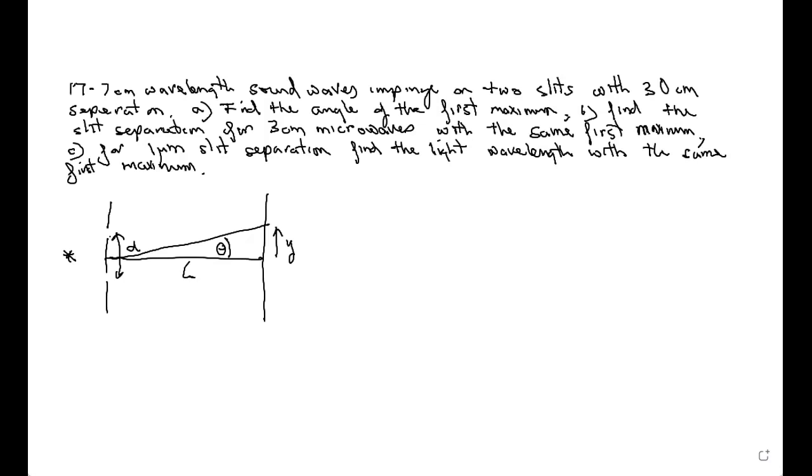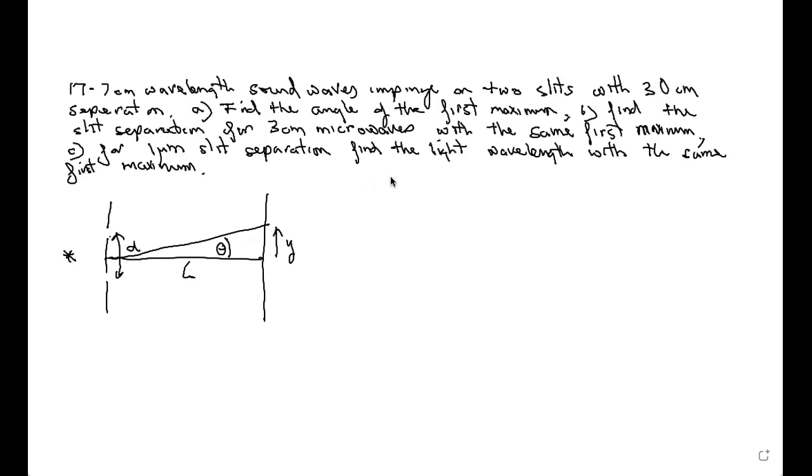So the question says we've got 17.7 centimeter wavelength sound waves, and they impinge on the two slits of a two-slit experiment, and the slits have a separation of 30 centimeters. The first question is find the angle of the first minimum. And so this is a question about sound waves.